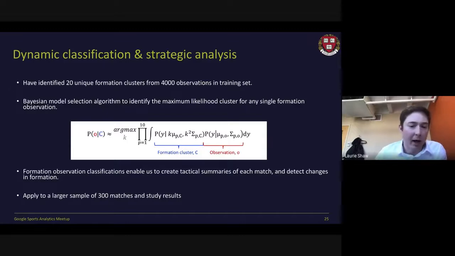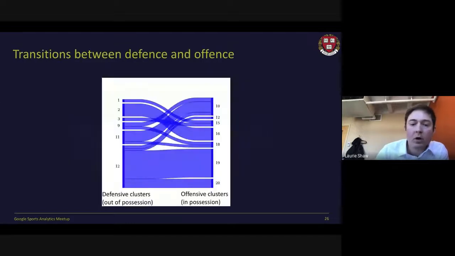So what we do is apply this methodology, the classification scheme, to a larger sample of 300 matches, nearly 10,000 formation observations, and study some of the results. One of the first things we can look at is the relationship between offensive and defensive formations and how teams tend to pair them.